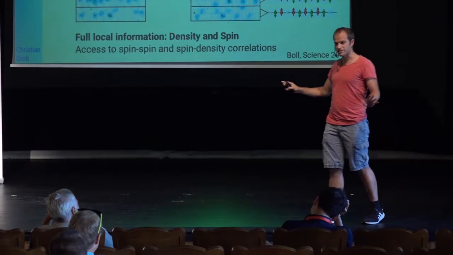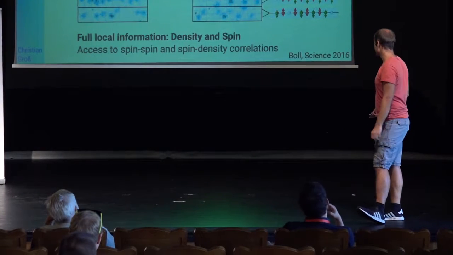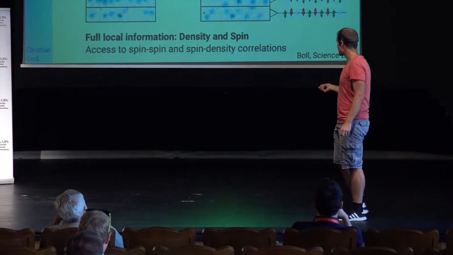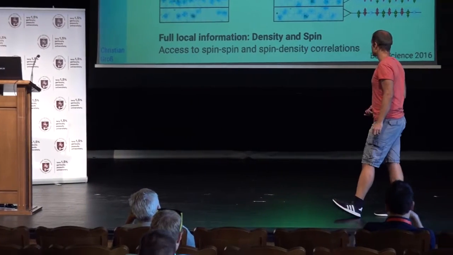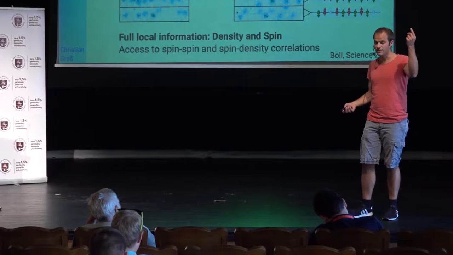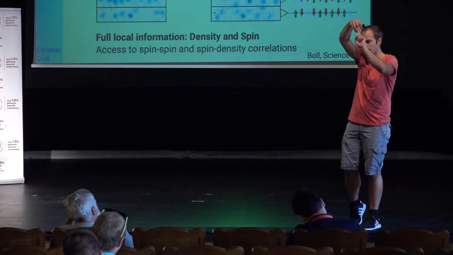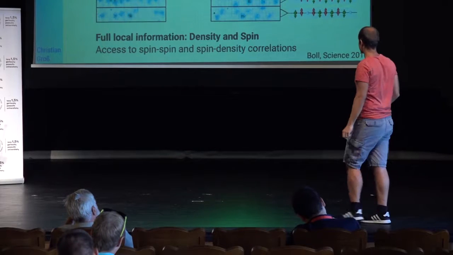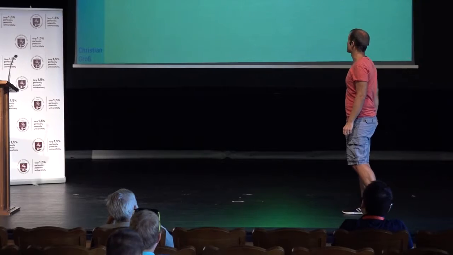So we have full information about basically the four local basis states in the single-band Hubbard model. And that means we have full access to spin-spin and spin-density correlations. So we can study, if you like, what happens around a single doublon or hole in terms of the magnetism. And that's exactly what I'm going to talk about.